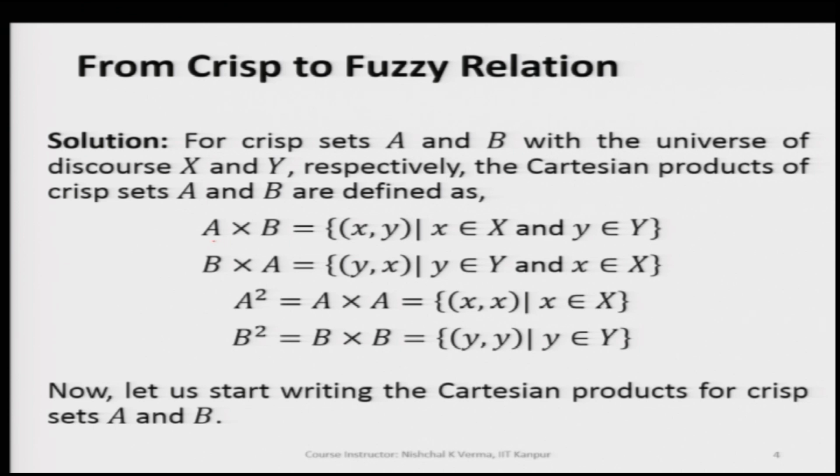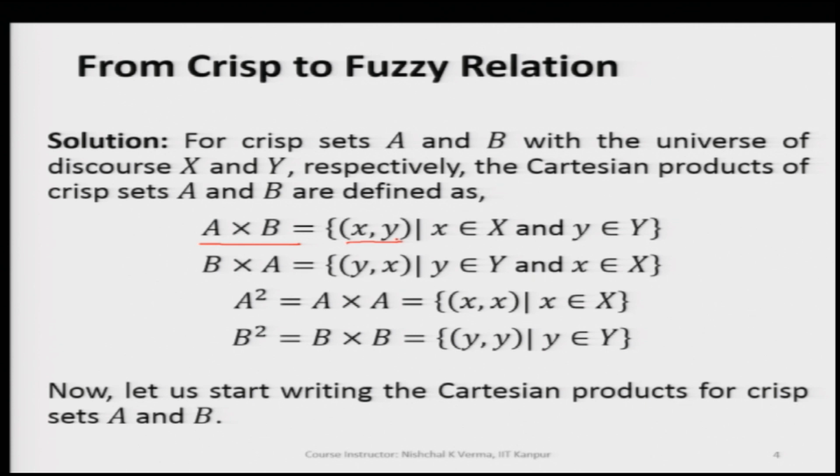So, if I have to find A cross B, it is going to give us a set which will contain x comma y, meaning all the pairs where x is coming from the set A and y is coming from the set B. Of course, x and y form a pair here, and small x is from the universe of discourse capital X, and y from the universe of discourse capital Y. And we all know that in the Cartesian product of two crisp sets, we follow the order of the elements while making the pairs.